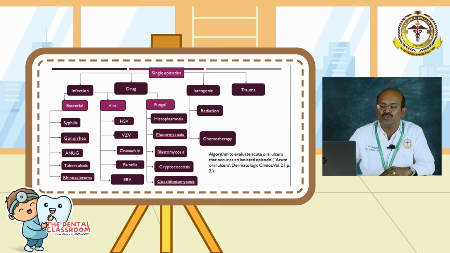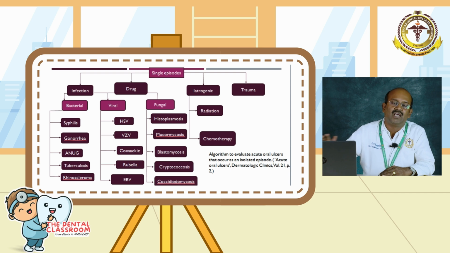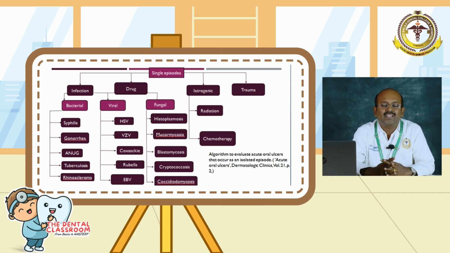Next, I will show a flow chart of how to go ahead with the single ulcers and the multiple ulcers. With single ulcers, we can brief into 4 categories: infectious origin, drug-induced, iatrogenic, and trauma. Any trauma, it's a traumatic ulcer. It's simple, history tells you the diagnosis. Iatrogenic is what we induce. A radiation-induced ulcer or any sort of chemotherapy can induce this ulcer.